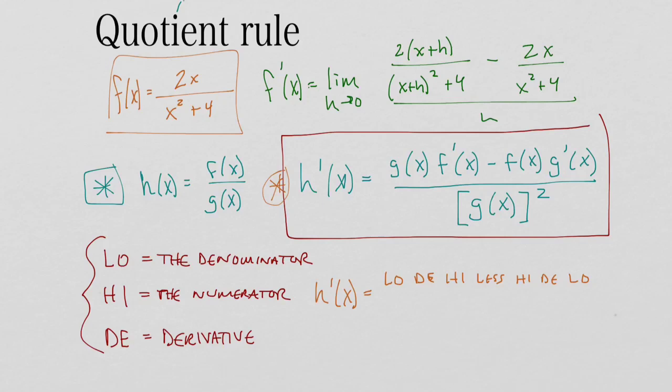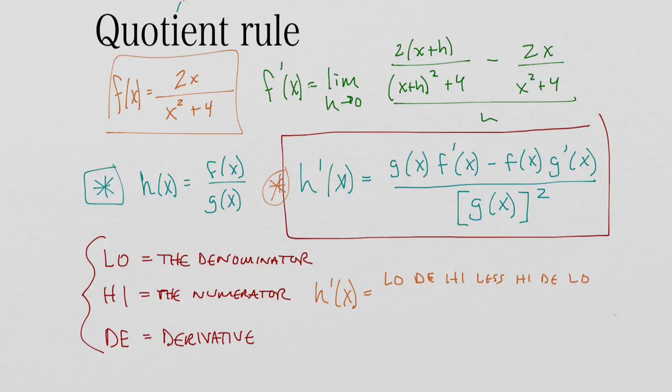What this means is this. Low is the denominator. Take the derivative of the numerator, and that's what's going on right here. This is low, D, high: low, the lower part, g of x, and the derivative of the upper part. Less means subtract. So less, and then you've got high, D, low. This is high, the numerator, and then D stands for the derivative of the lower part, which is g of x, the denominator.